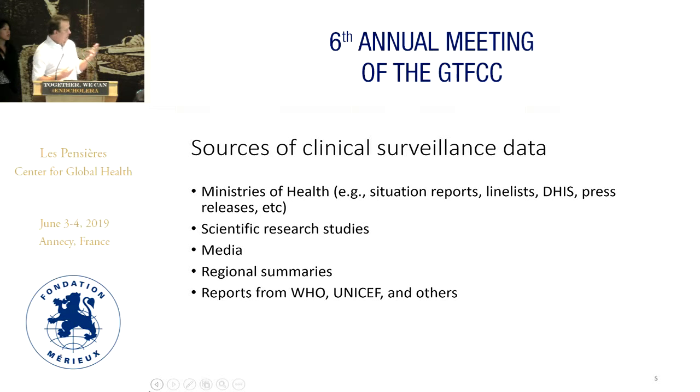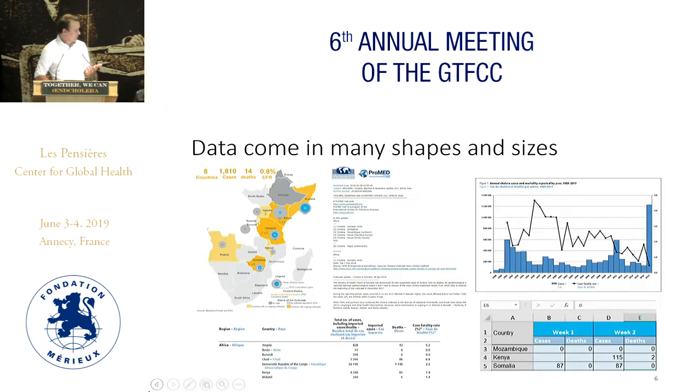So, to talk about why this is complicated and why we have a particular structure, there are a lot of different sources of surveillance data for clinical cholera. Things come from Ministry of Health. There are scientific research studies. There's media research, summaries, reports from global organizations. And they can all look very different and contain very different types of information. So this was the problem we wanted to solve, and that we have solved for our mapping efforts: to take all these different kinds of information and put them in a way that is useful and standardized.